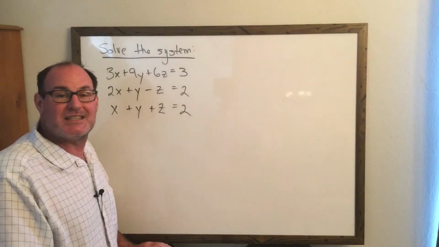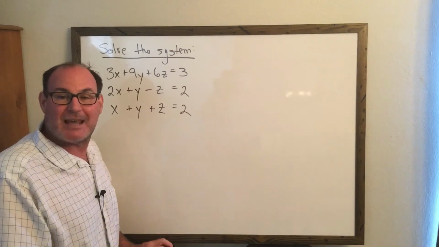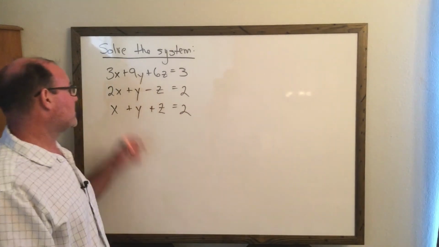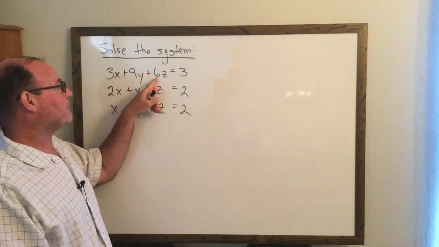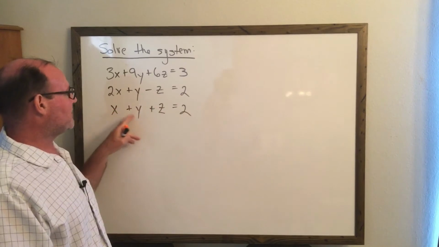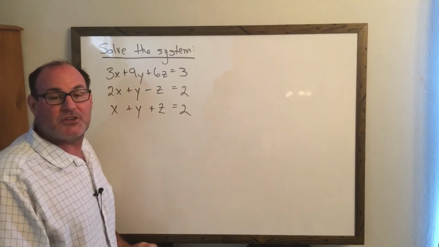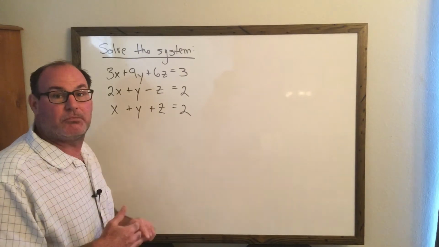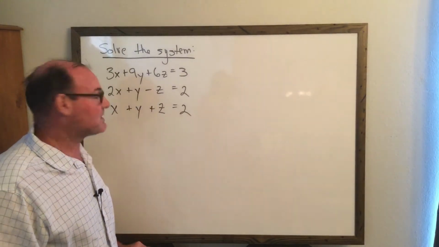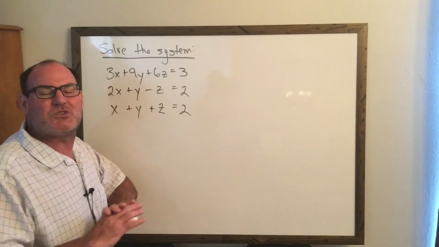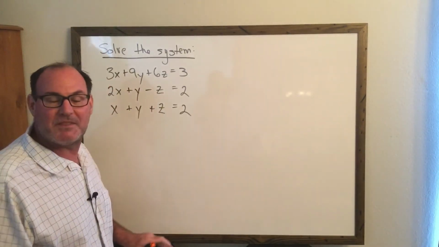So the process is elimination. It's essentially the same thing we did in the last section. Now we just have an extra variable. So step one, we've got 3x plus 9y plus 6z is 3. 2x plus y minus z is 2. x plus y plus z is 2. First thing, identify the equations that have the variables that are going to provide you the least amount of resistance. So you can cancel the x's or the y's or the z's. It absolutely does not matter. You will end up in the same place.